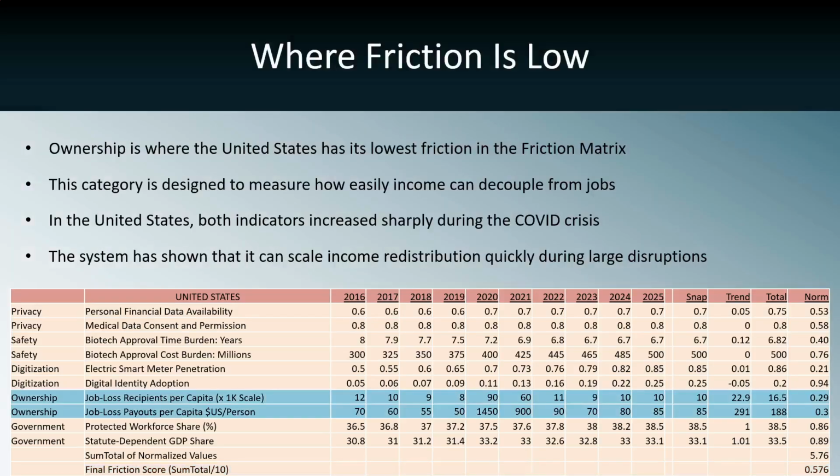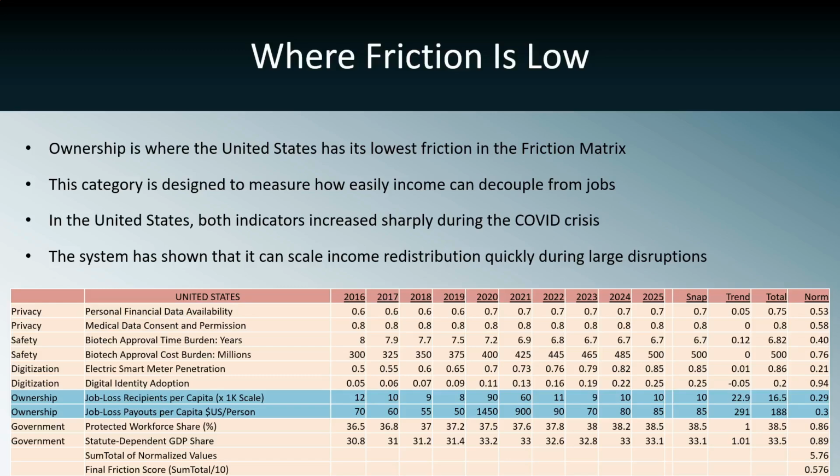Where friction is low. Ownership is where the United States has its lowest friction in the friction matrix. This category is designed to measure how easily income can decouple from jobs when jobs are disrupted for any reason, including automation. We evaluate this using two indicators: how many people receive job loss benefits and how much income is redistributed through those programs. In the United States, both indicators increased sharply during the COVID crisis, when large emergency programs temporarily expanded unemployment support across the population.